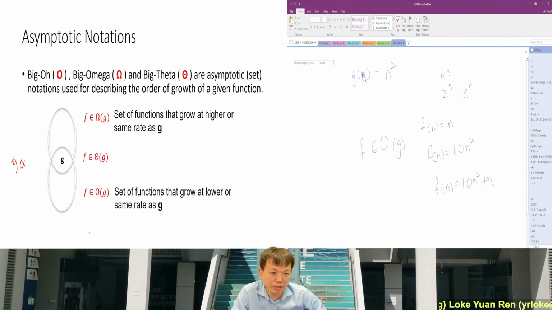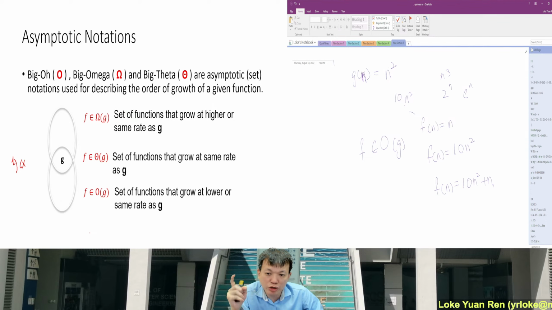Exponential n also, can anything be higher than g, higher or same rate? Of course, if g(n) is n squared, then anything that is a quadratic function is considered the same rate. Then if I use the big theta notation, big theta represents those at the same rate. Then it must be a quadratic function. In this particular example, it must be a quadratic function.